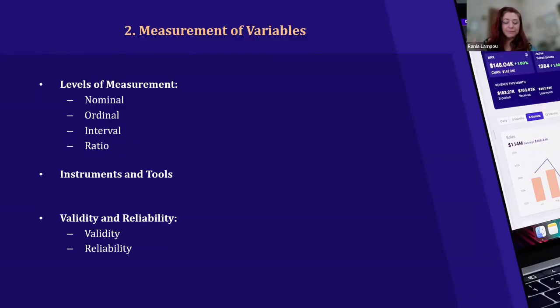And the validity and reliability, we need to know these terms. So what is validity? The extent to which the instrument measures what it claims to measure. And what is reliability? The consistency of this measurement over time.